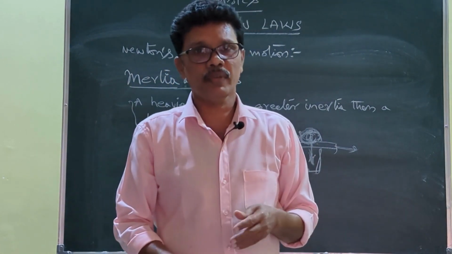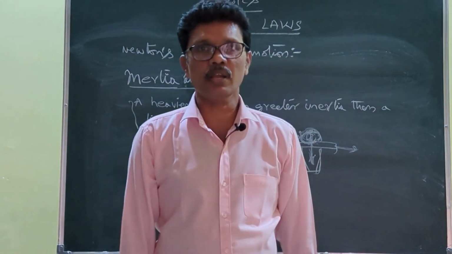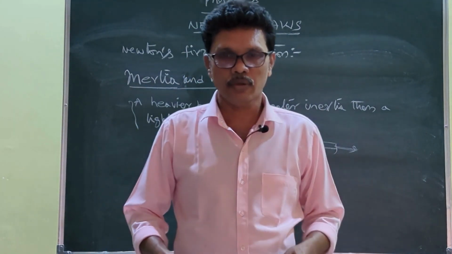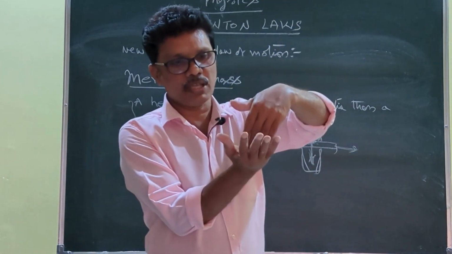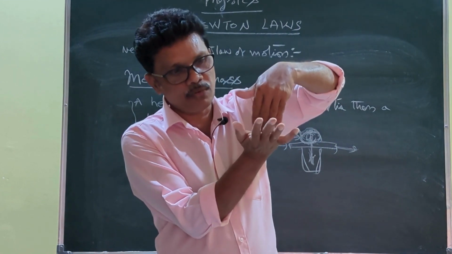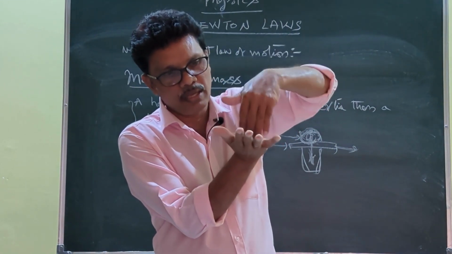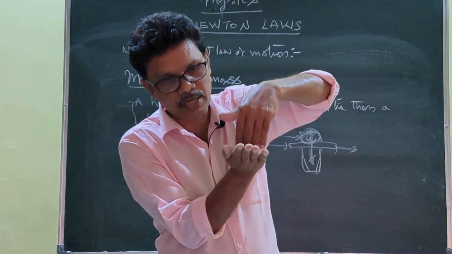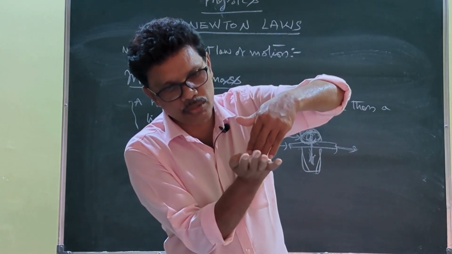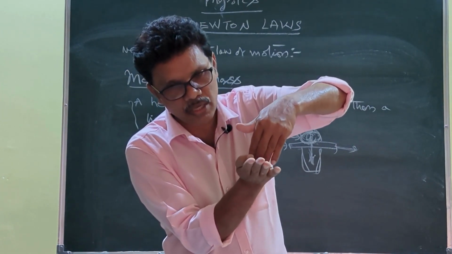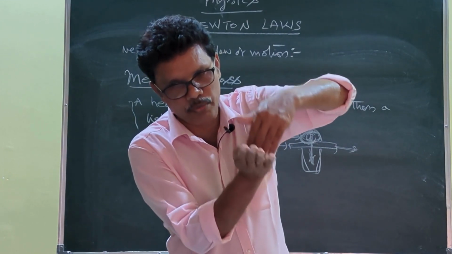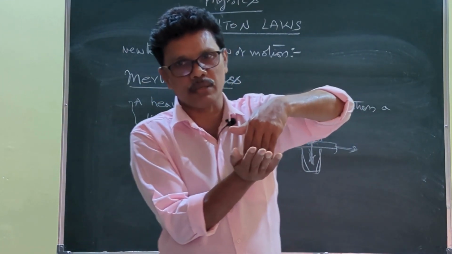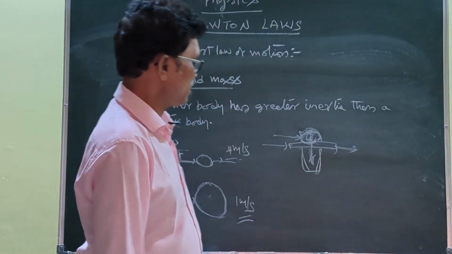In the same way, when you are standing in the bus and all of a sudden the bus starts, the upper portion of our body falls back. Why? Because the frictional force is established between the surface and the legs, so the legs move along with the surface, while the upper portion falls back. This is also an example of inertia.